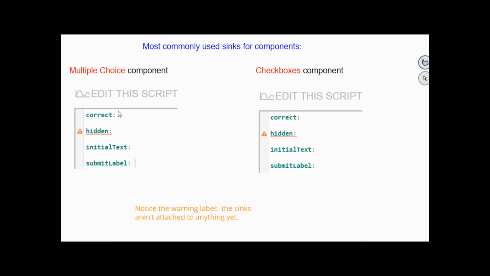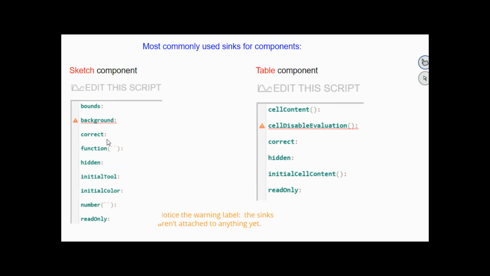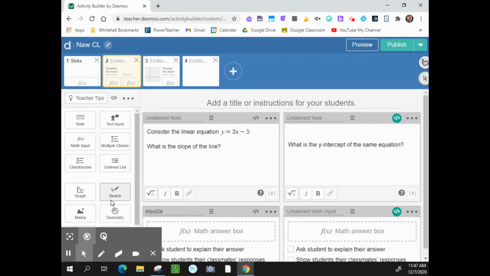If I choose a multiple choice component, there are a few. If I choose checkbox components, there are a few available there. Sketch components have these available syncs, and tables have these available syncs. So I'm going to jump out of this, and I'm going to go right back into Activity Builder.